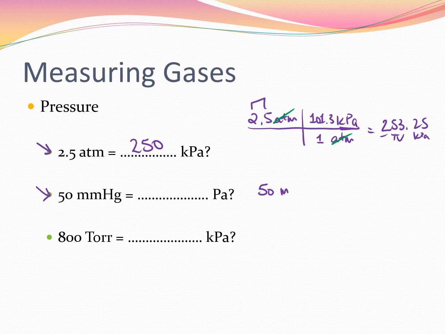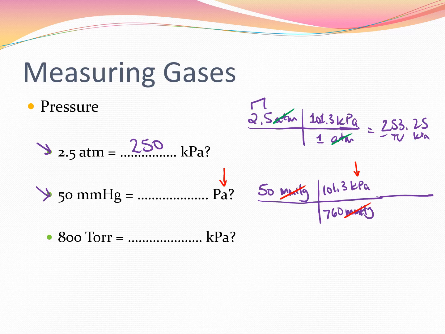How about 50 millimeters of mercury converted into just pascals, not kilo? So start with that given 50 millimeters of mercury. How many pascals in a millimeter of mercury? We don't know. What we do know is that 760 millimeters of mercury is equal to 101.3 kilopascals, because both of those are equal to 1 atmosphere of pressure. So I can get rid of my millimeters of mercury and I have kilopascals, which is almost pascals. How do I get my kilopascals to be pascals?